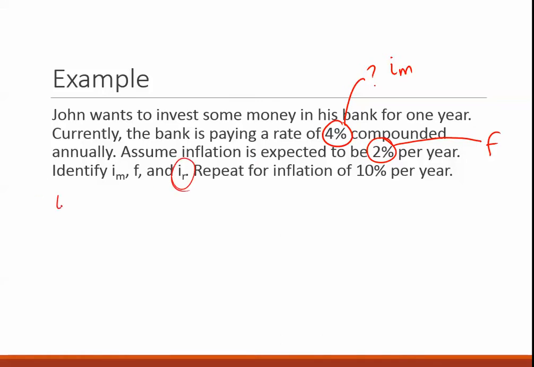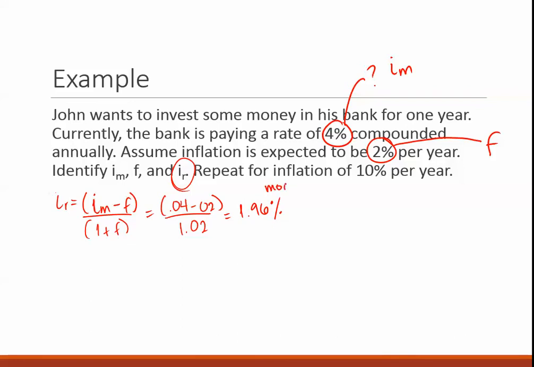So we know that I sub R is equal to, sorry, that's an I. I sub M minus F over 1 plus F, which is equal to 0.04 minus 0.02 divided by 1.02, and it gives me 1.96%. So because it's a positive number, this is telling me that we're going to have more purchasing power.